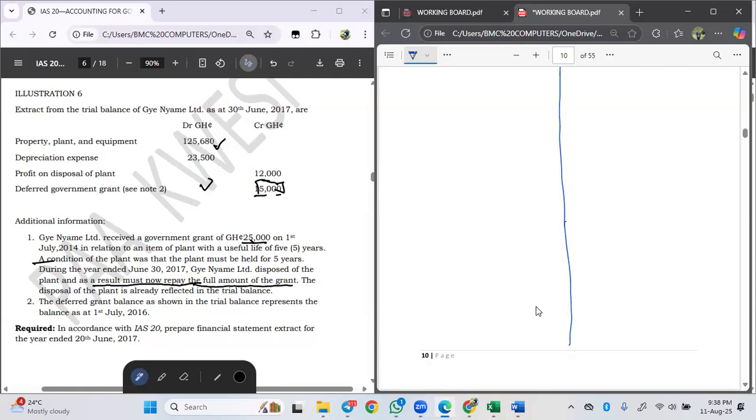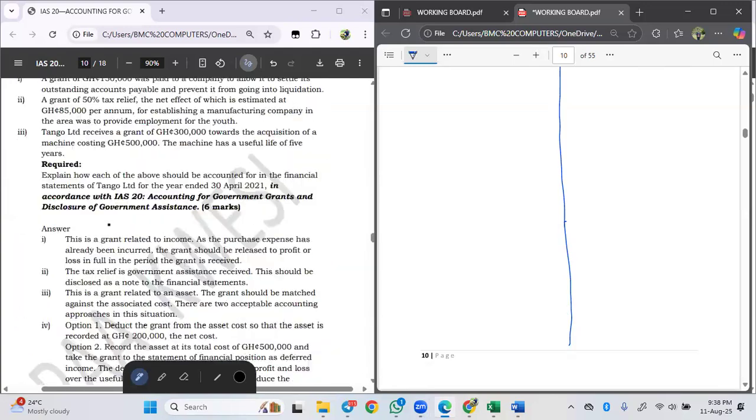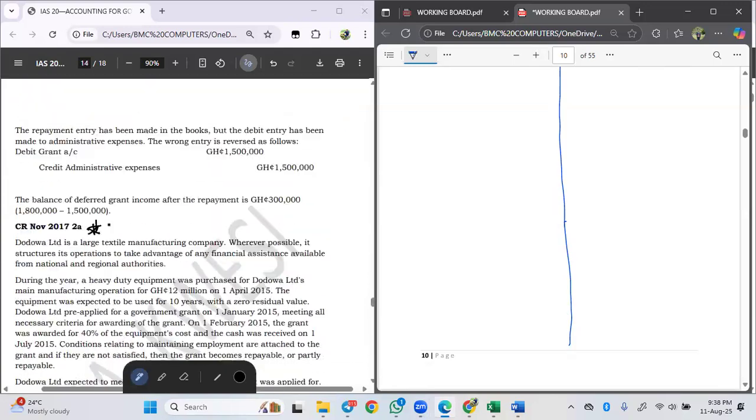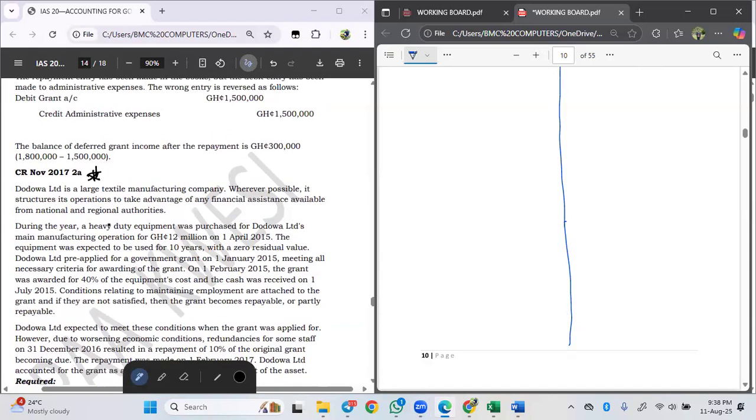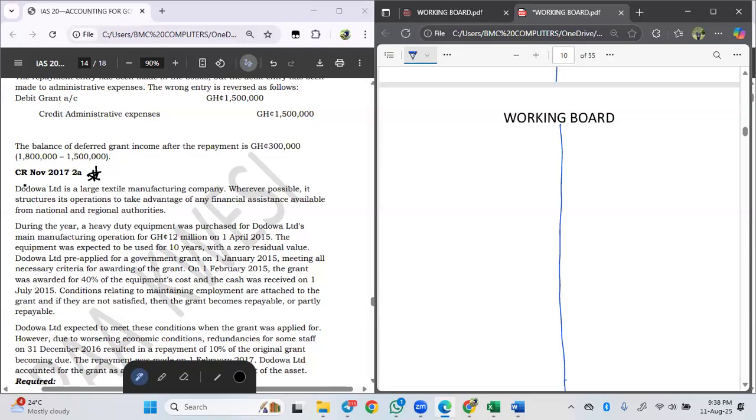Are you tired? I wanted us to solve the last past question so that you know that we are done with government grants. The next time we move on with other standards. So after this, we are moving on to borrowing costs. All right. We move on to borrowing costs. All right. So please let's solve this one. It's a past question.